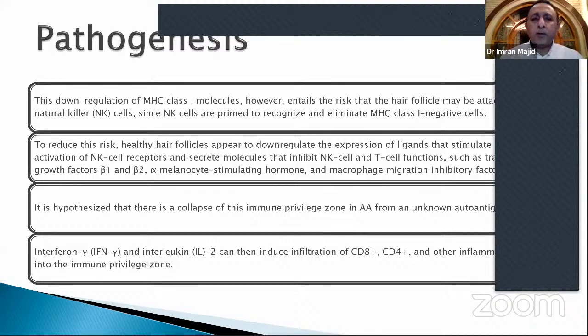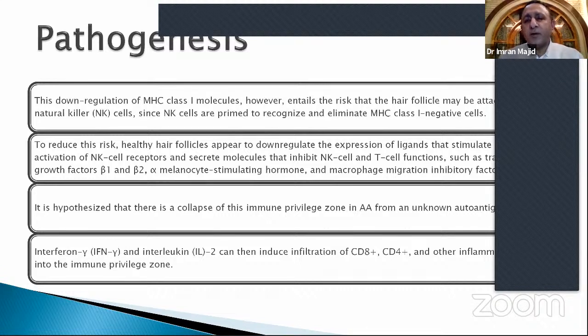Now, this downregulation of MHC class 1 molecules, however, entails the risk that the hair follicle may be attacked by natural killer cells, because natural killer cells, as we know, can recognize and eliminate MHC class 1 negative cells. So they don't need that binding to MHC class 1 antigens. And to reduce this risk, healthy hair follicles appear to downregulate the expression of ligands that stimulate natural killer cell activation and natural killer cell receptors. And they secrete molecules that inhibit natural killer cells as well as T cell functions.